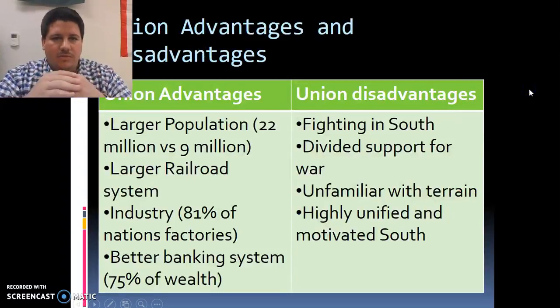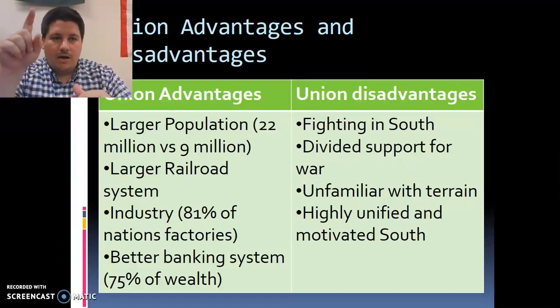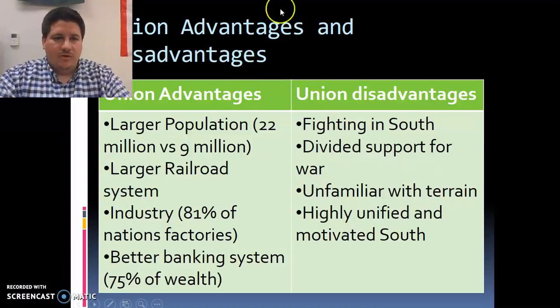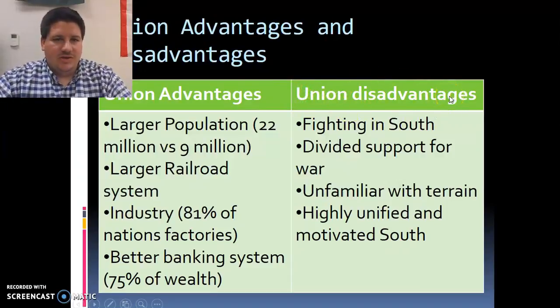All right, so you're going to be copying down this T-chart. It kind of sums up the things we just discussed. You need to understand these things. So make a little T-chart in your notebook, write Union advantages on one side, Union disadvantages on the other side. These Union disadvantages could also be considered Confederate advantages.